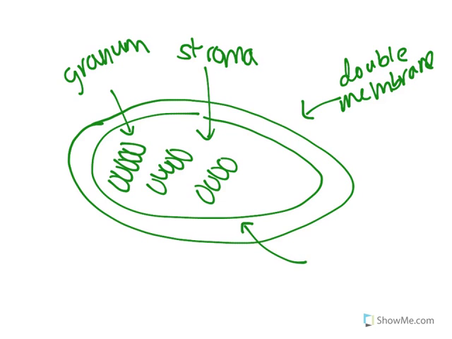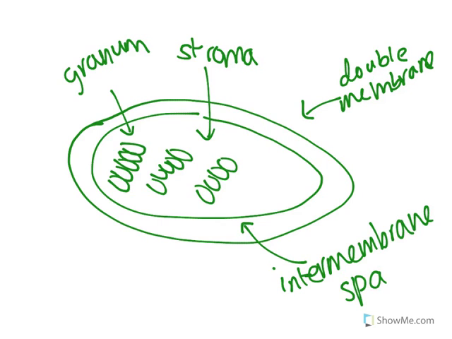It's also worth mentioning that there's an intermembrane space in between this double membrane, and some parts of photosynthesis also occur there. So these are the main parts you need to know about the chloroplast.